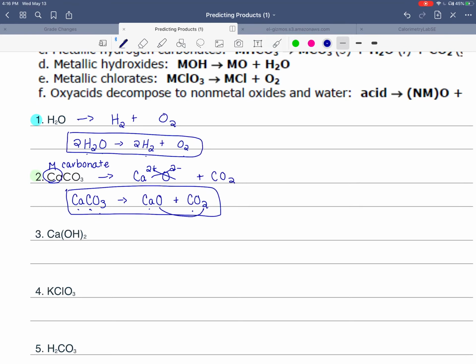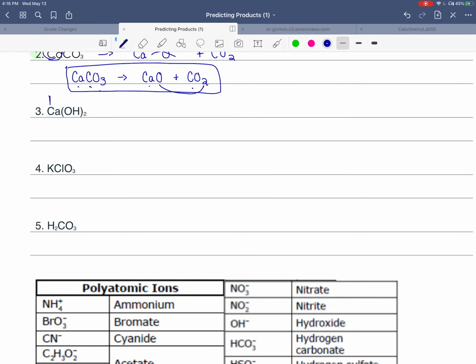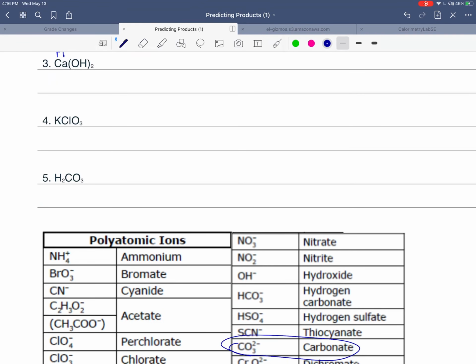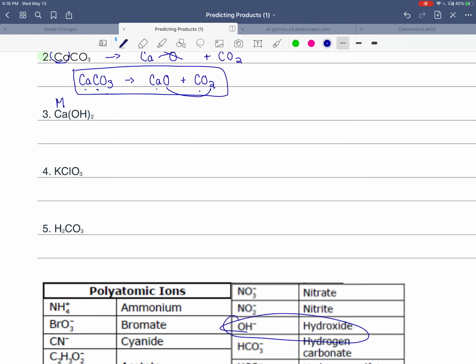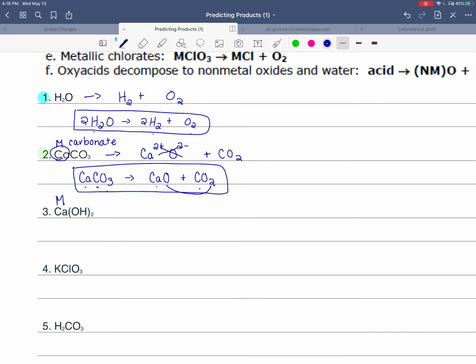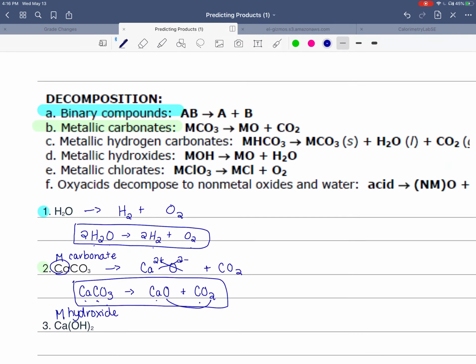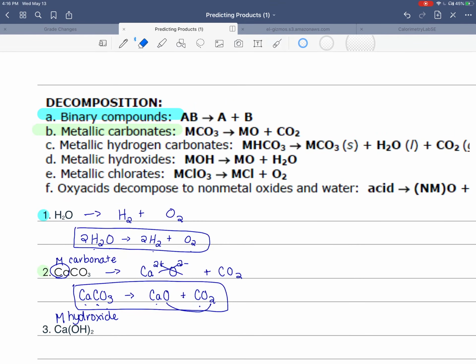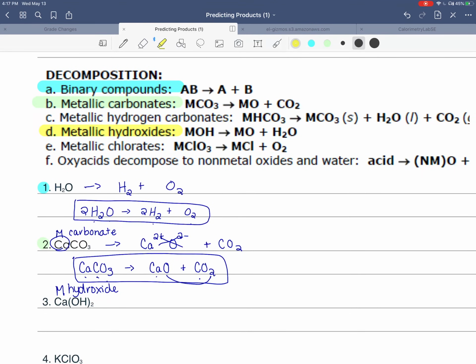Next problem, calcium. We have a metal. The second part of this is in parentheses, so it's pretty easy to identify that it is a polyatomic ion because inside those parentheses, it's 2 capital letters. That polyatomic ion is hydroxide. So here we have a metal hydroxide. Metallic hydroxides break apart into a metal oxide and water.